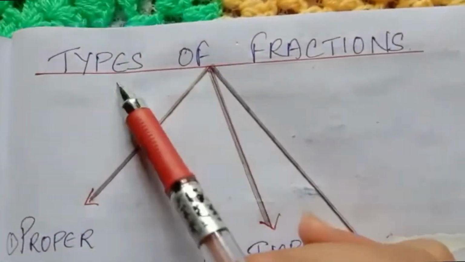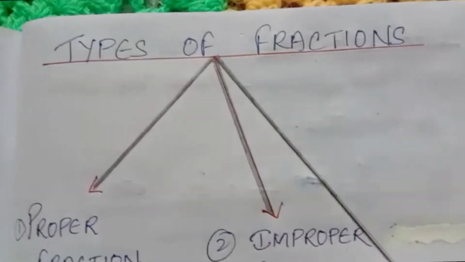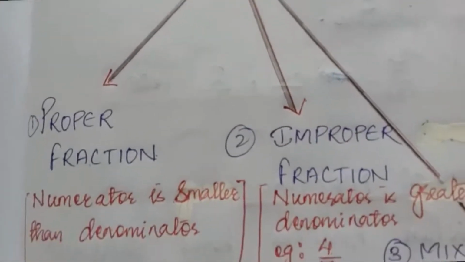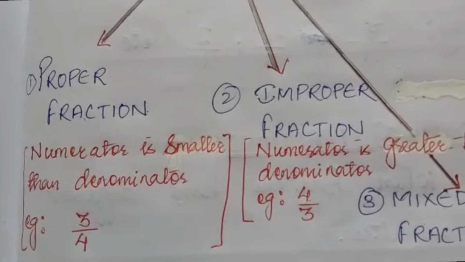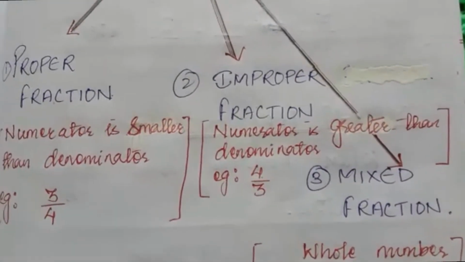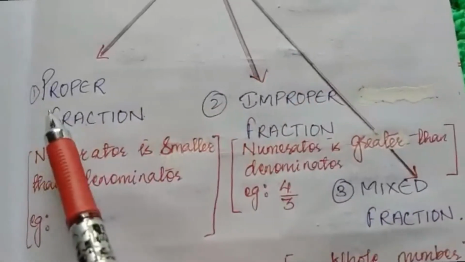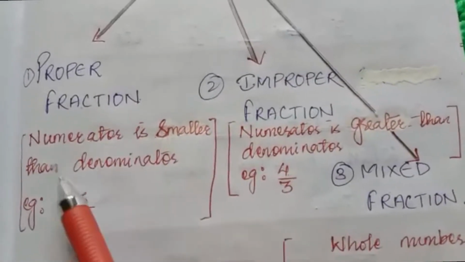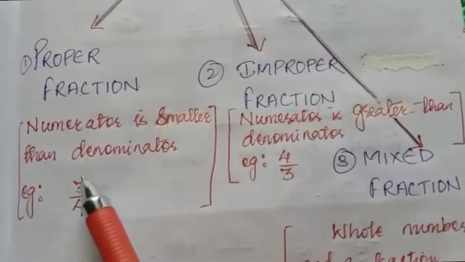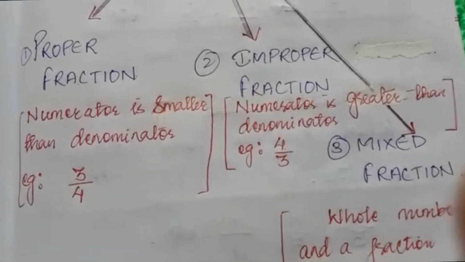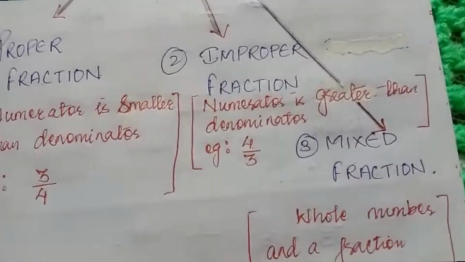Now next is types of fractions. Okay, basically we have 3 types of fractions. First one is proper fraction. Second one is improper fraction, and the third one is mixed fraction. So first, proper fraction. Proper fraction means when numerator is smaller than denominator. See here, this numerator is smaller than denominator. This type of fraction is called proper fraction.